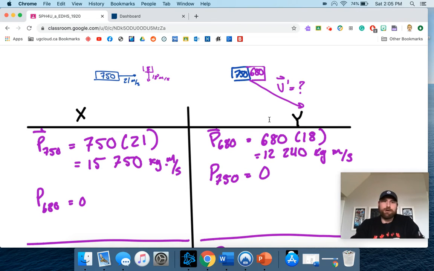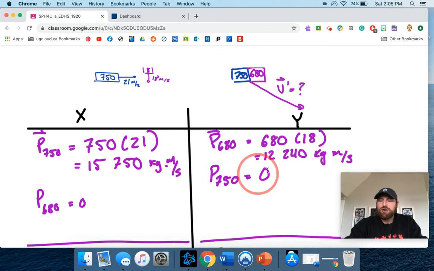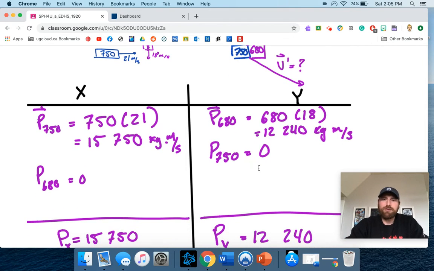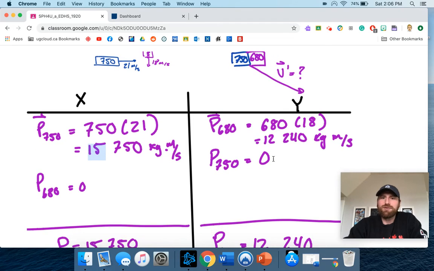This one's somewhat easier because before the collision, the car has no momentum in the x direction, right? So we don't even really care about that. And then vice versa, in the y direction, the truck has no velocity in the y, so therefore it has no momentum in the y. So this is a pretty straightforward vector addition, Pythagorean theorem problem. Okay, so we calculate the momentum before for the car and the truck. So 750 times 21 gives us 15,750 kilogram meters per second.